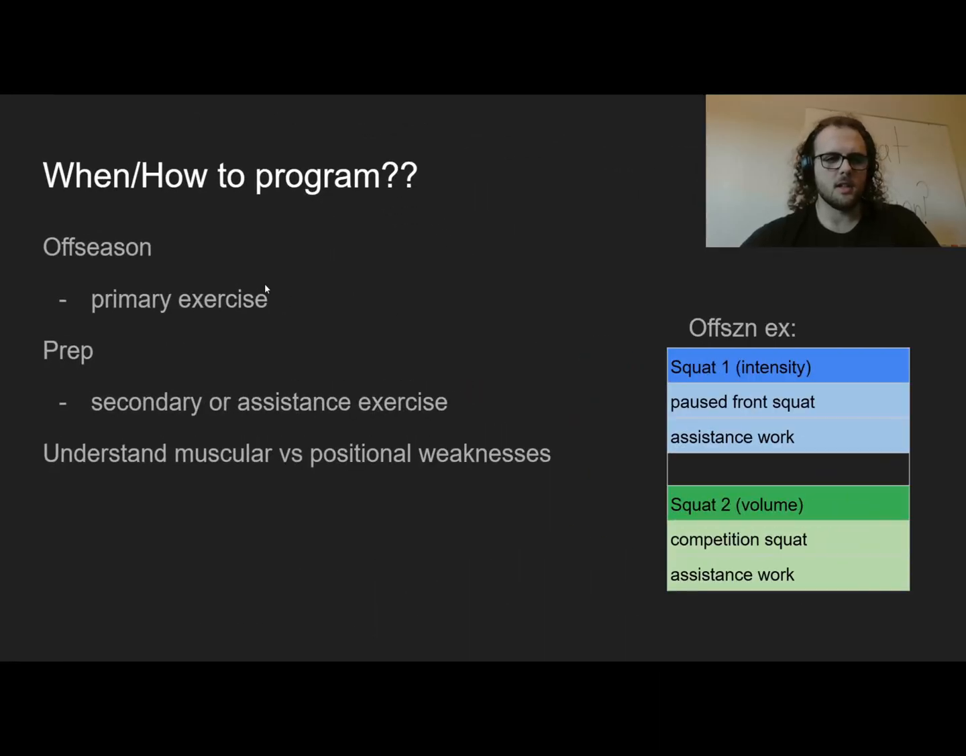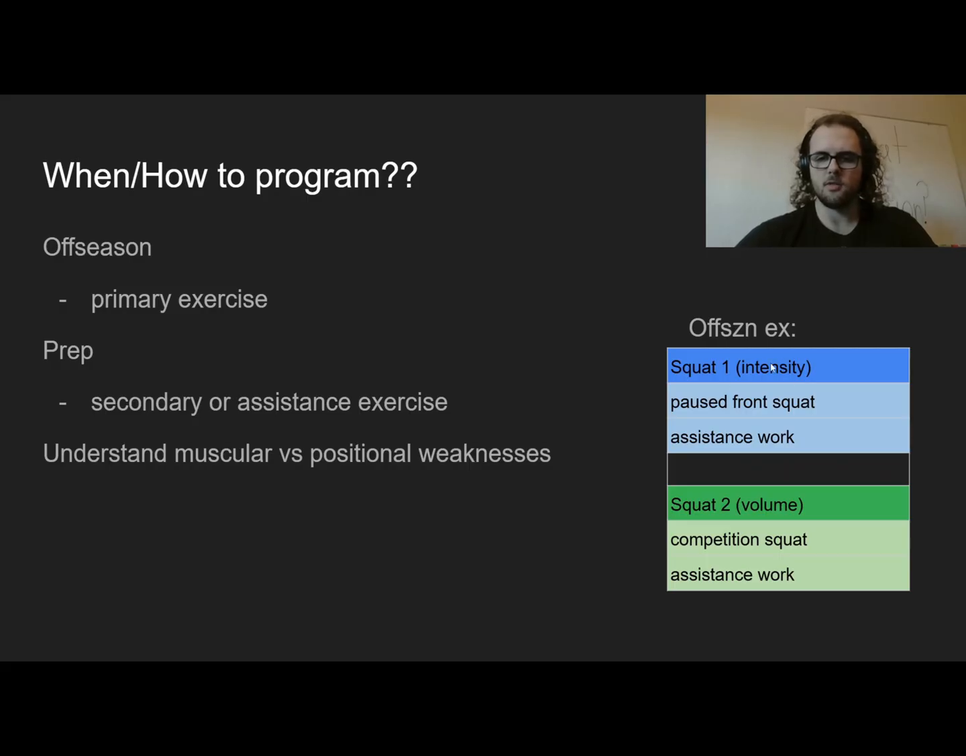So next slide, when and how do we program our variations? So two big ways in an off season. Number one, that's going to be your primary exercise, can be any type of variation that's going to target your weaknesses. So easy example here for an off season, say you need to work on some quads and a little bit of core trunk stability. So we're going to run our primary squat as a paused front squat.